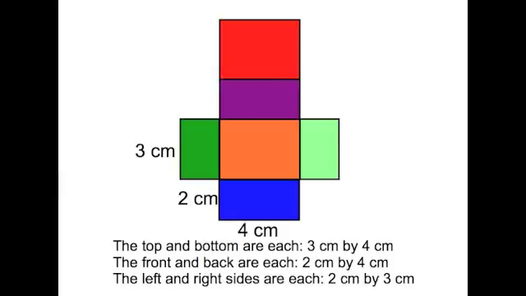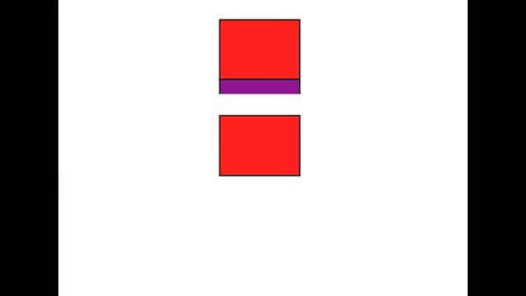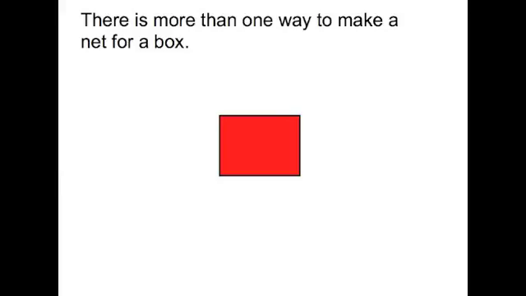And now we can label this net with our 3 dimensions. You can see the shortest one is 2 centimeters, the middle one is 3, and the longest one is 4. So the top and the bottom are 3 by 4, the front and the back are 2 by 4, and the left and the right sides are 2 by 3. Well, there's more than one way to make a net for any box, so we try again.